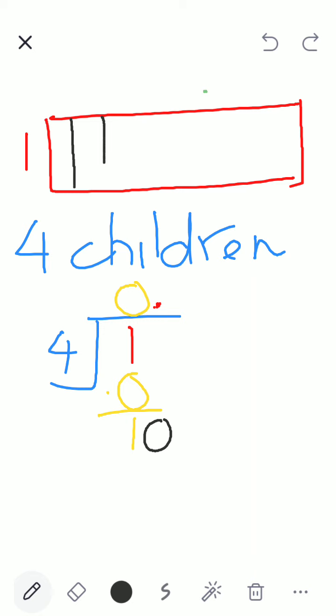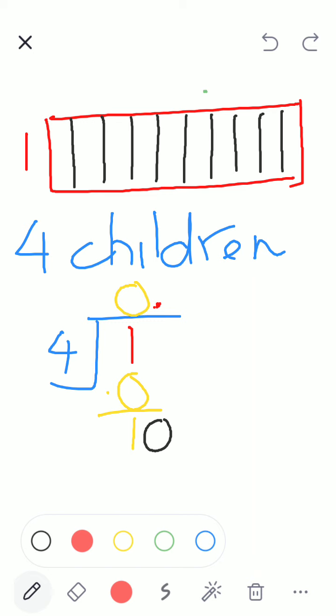1, 2, 3, 4, 5, 6, 7, 8, 9, 10. How many pieces? 10 equal pieces. Clear? Then what will I do? I will distribute it to the children, correct?